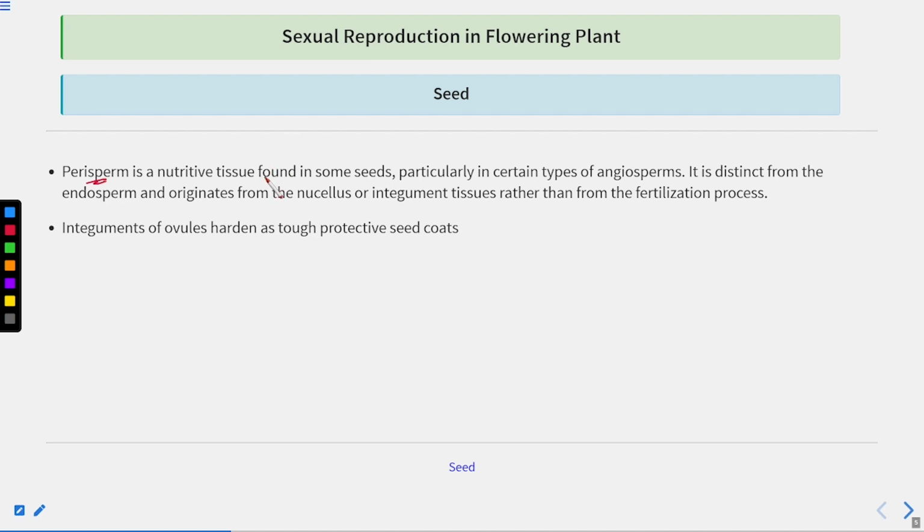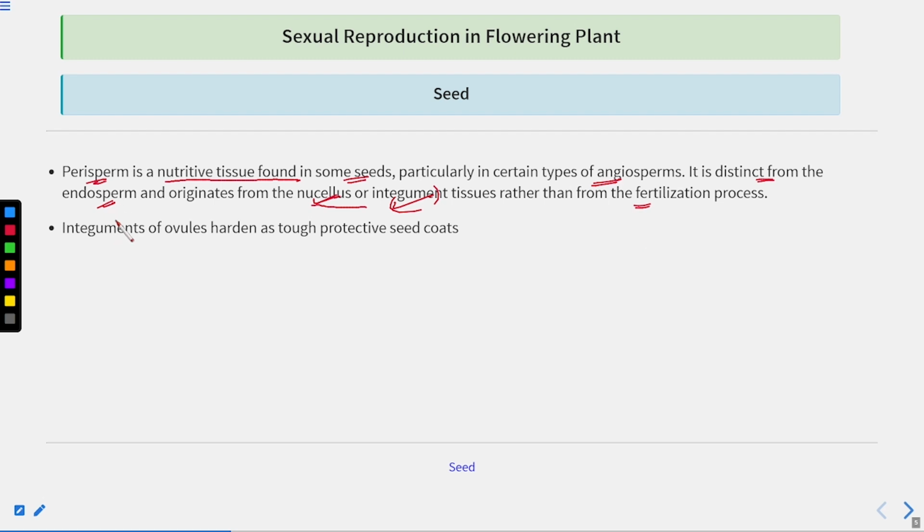Now, what is perisperm? Perisperm is a nutritive tissue found in some seeds, particularly in certain types of angiosperms. So we are talking about the flowering plants only. It is distinct from the endosperm and originates from the nucellus or the integument. It is not formed from the fertilization process. What is fertilization? It is the union of the male and female gametes. So perisperm is not the result of fertilization.